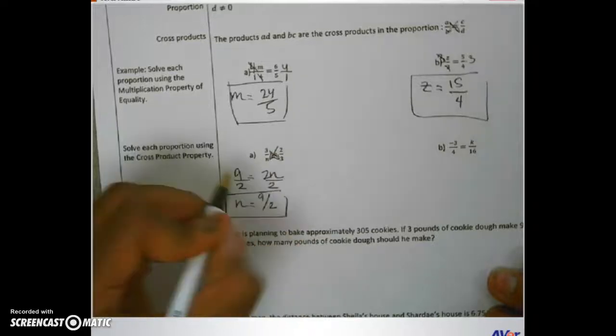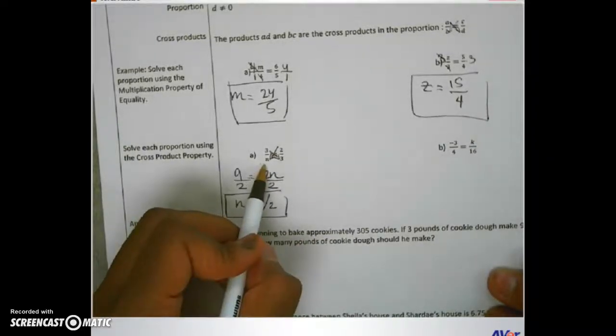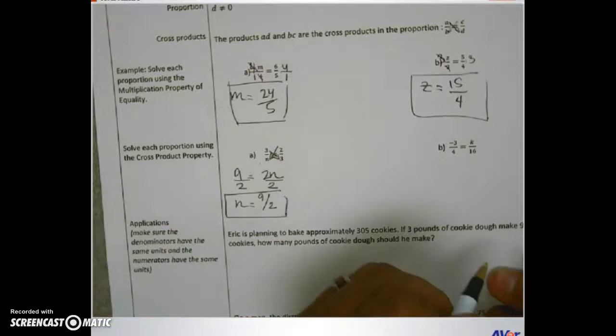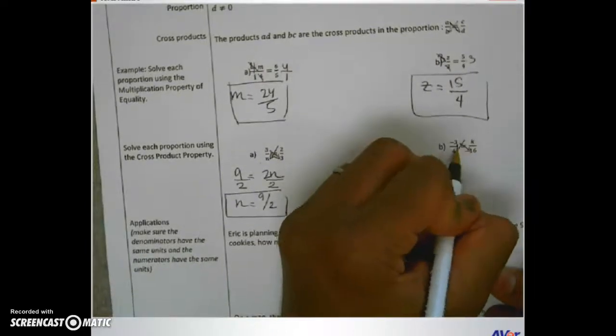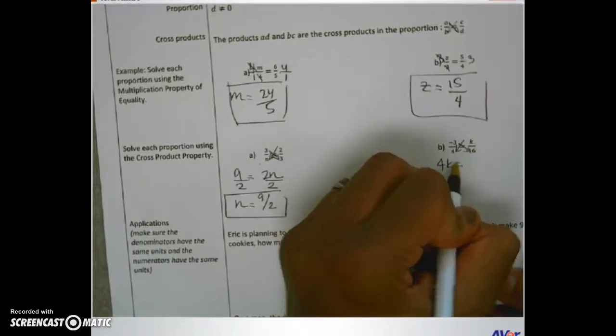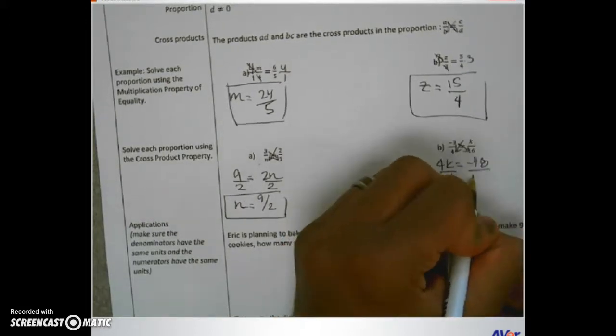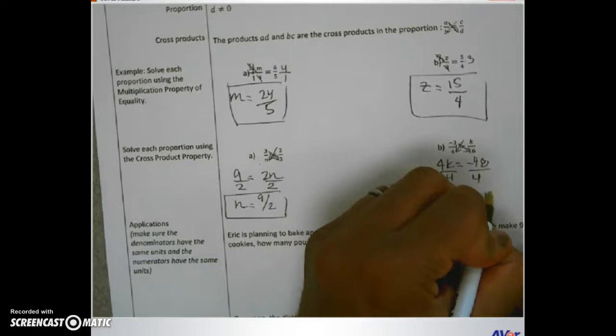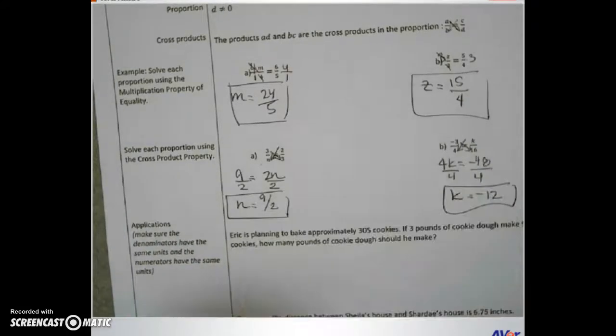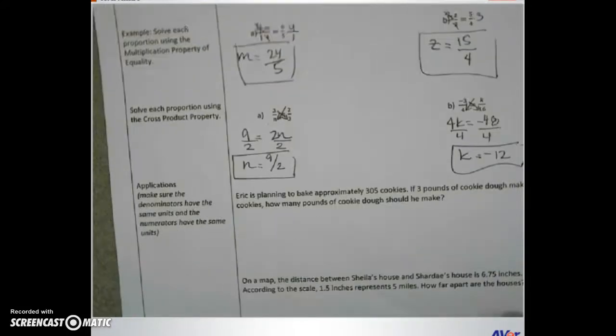You want to definitely use this one if the variable is on the bottom. Otherwise, you kind of have a choice. So for this one, cross multiply, 4k equals negative 48. You can press pause if I'm going too quickly. So k is equal to negative 12. Ta-da! All right, let's set up some proportions now.